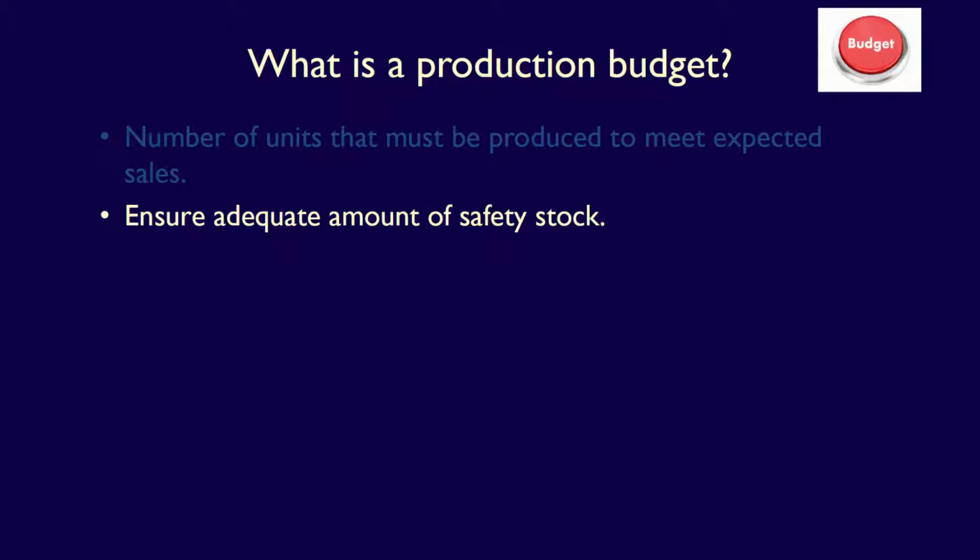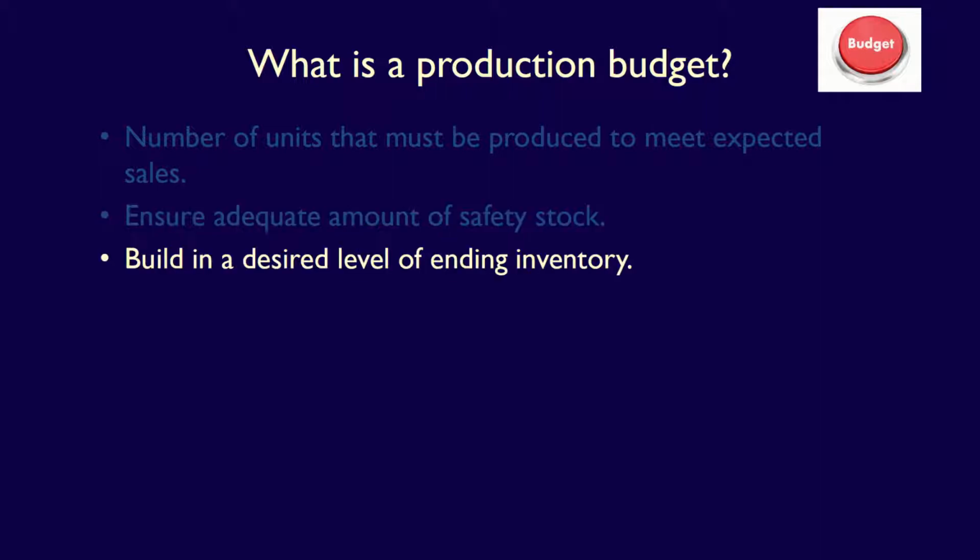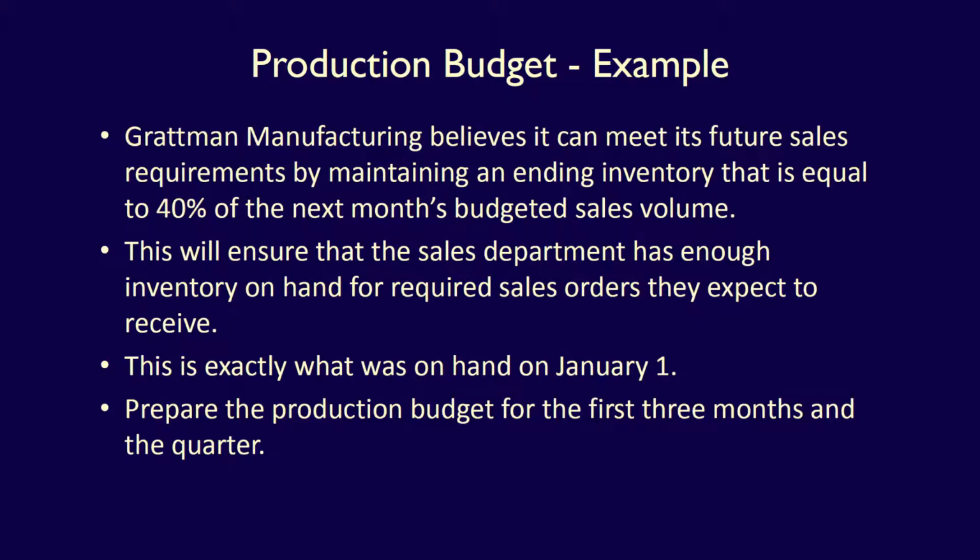Safety stock is inventory which is kept on hand to either meet demand that is higher than expected or to allow for production issues, such as machine breakdowns. Management does this by estimating the desired level of ending inventory when planning for production. Let's continue with our example of Gratman Manufacturing to demonstrate the preparation of the production budget. Gratman Manufacturing believes it can meet its future sales requirements by maintaining an ending inventory that is equal to 40% of next month's budgeted sales volume.